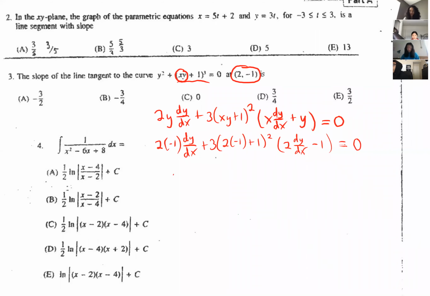Okay, so this becomes -2 dy over dx plus this whole thing. When you simplify this, it's going to be -2 plus 1 is -1. When you square that, you get 1 times 3, you get 3. And then I have 2 dy over dx minus 1. So this becomes -2 dy over dx. I distribute the 3.